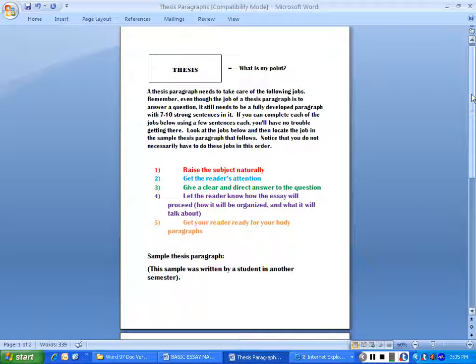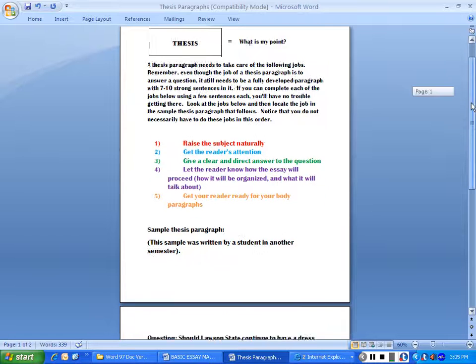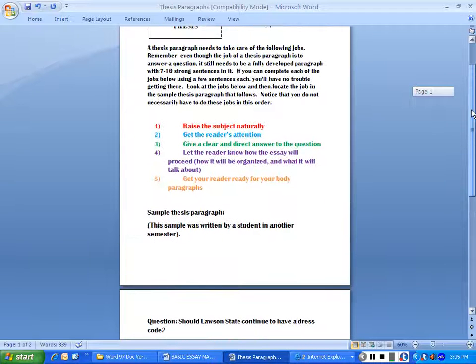Below is a sample thesis paragraph that does each of these 5 jobs. This sample was written by a student in another semester of 093, answering the question, should Lawson State continue to have a dress code?